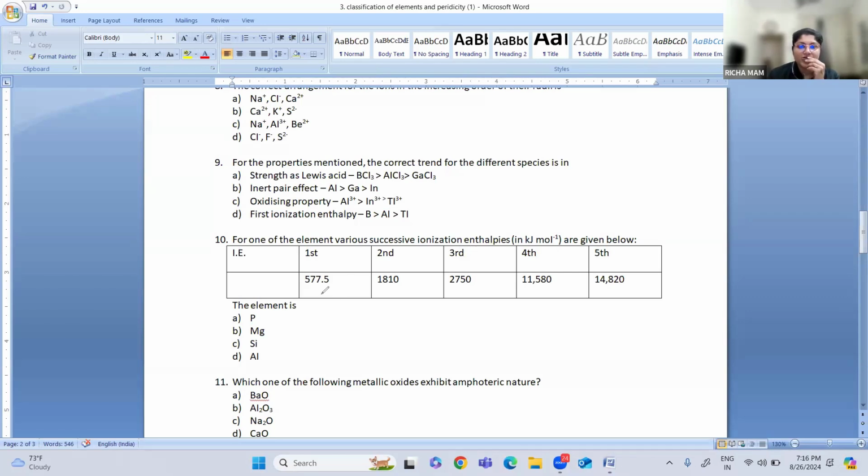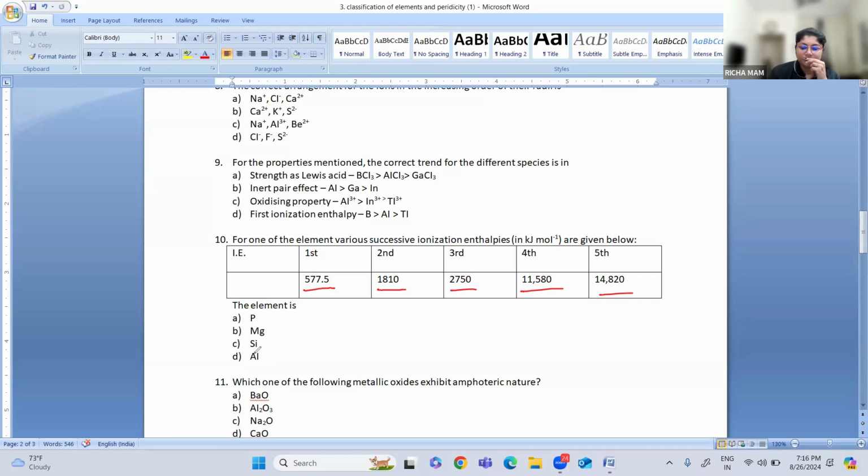It will be more. As you see the values, first 577, then 1810, 2750, 11,580, and 14,000. As you are removing the next electron from its isolated gaseous atom, you can see the ionization enthalpy is more and more. Which is the element they have asked? A, phosphorus, B, magnesium, C, silicon, and D, aluminium.